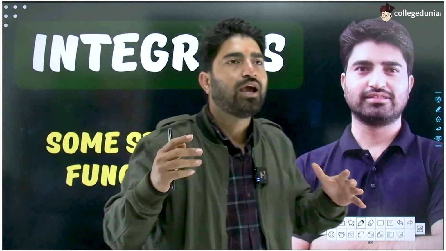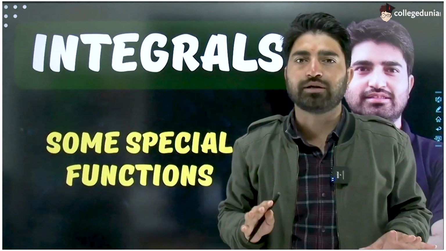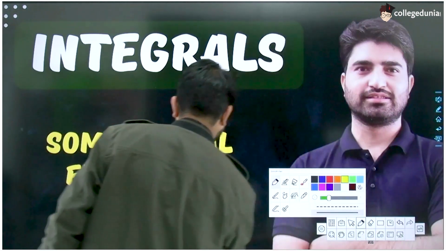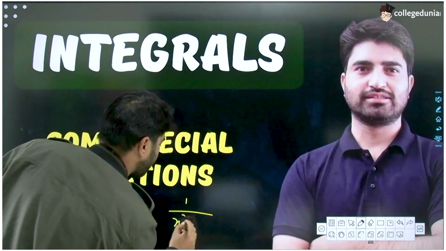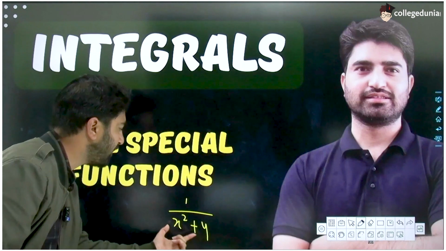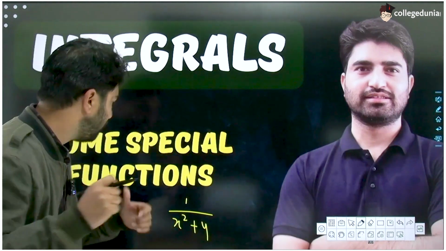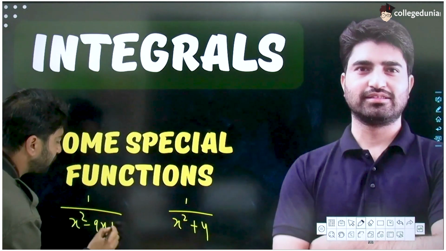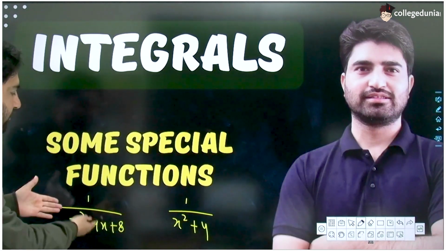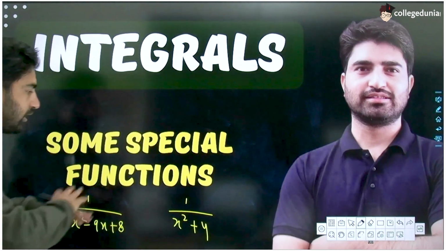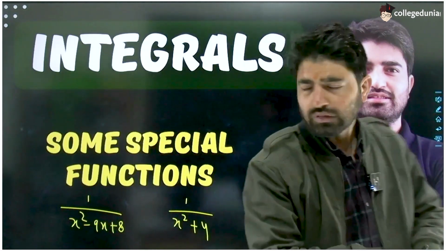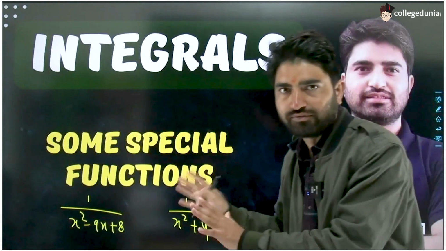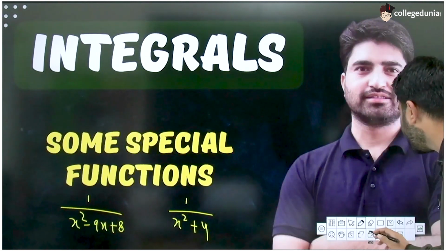But let's say we have a quadratic polynomial in denominator. Suppose we have 1 upon x square plus 4. You can see x square plus 4 is a quadratic polynomial. Suppose we have 1 upon x square minus 9x plus 8, and now we are supposed to integrate this expression. So how do we integrate these type of questions? That's what we are going to learn in this video. Okay, so guys, let's get started.